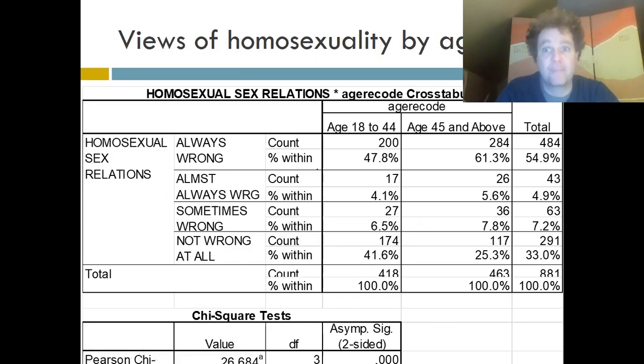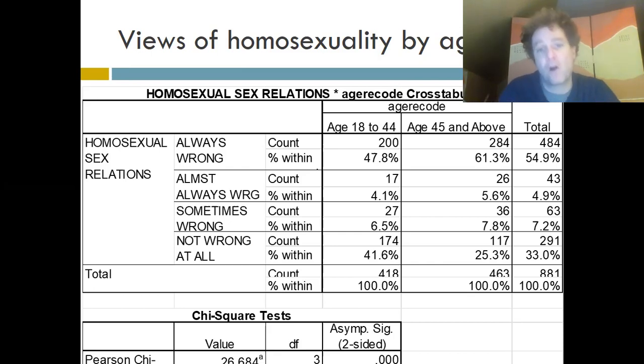So we could run some crosstabs again. The first crosstab we run is the relationship between age and views of homosexuality. Right? So we got homosexuality on the left here and then age at the top. And what we want to know is, do older people have more of a negative view about homosexuality? And it turns out that they do. Right? So people over the age of 45 versus people younger than 44, right? People older than 45, 61% think it's always wrong versus younger people, 47% think it's always wrong.